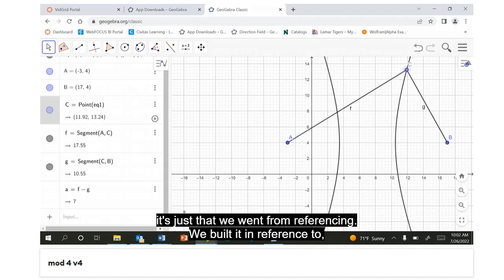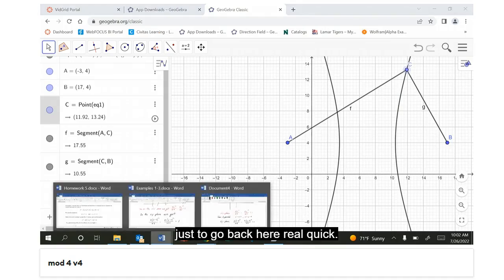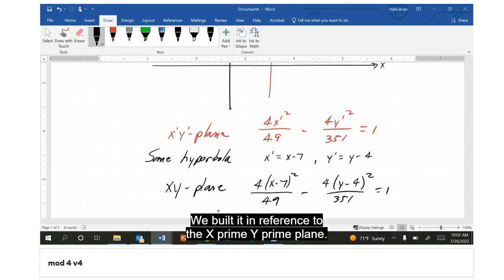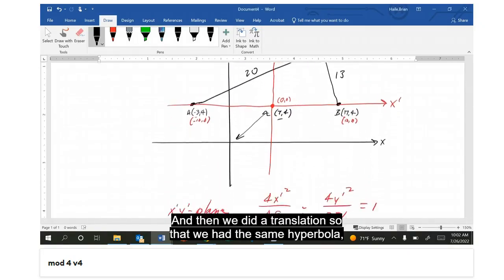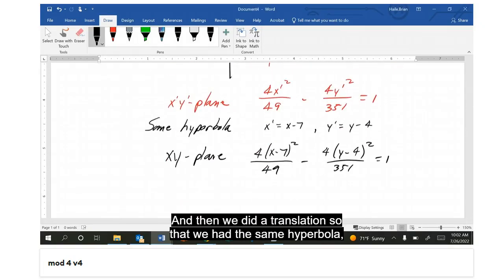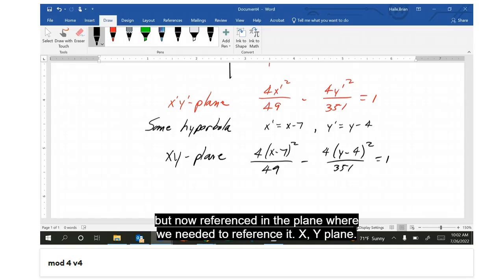So it's the same hyperbola. To go back here real quick, we built it in reference to the X prime, Y prime plane, and then we did a translation so that we had the same hyperbola, but now referenced in the XY plane, where we needed to reference it. Okay.